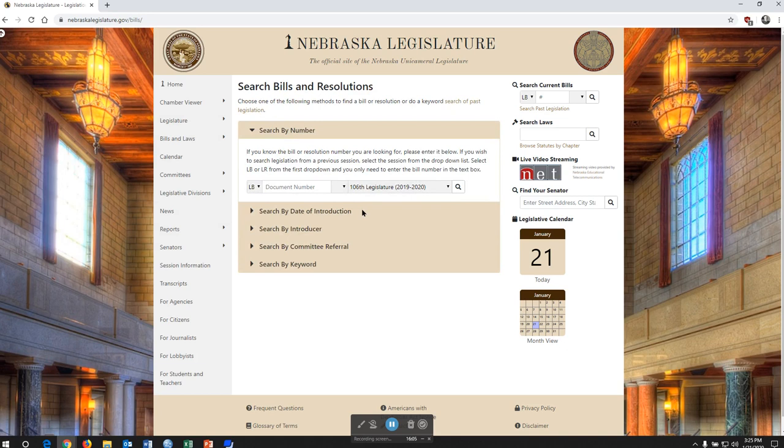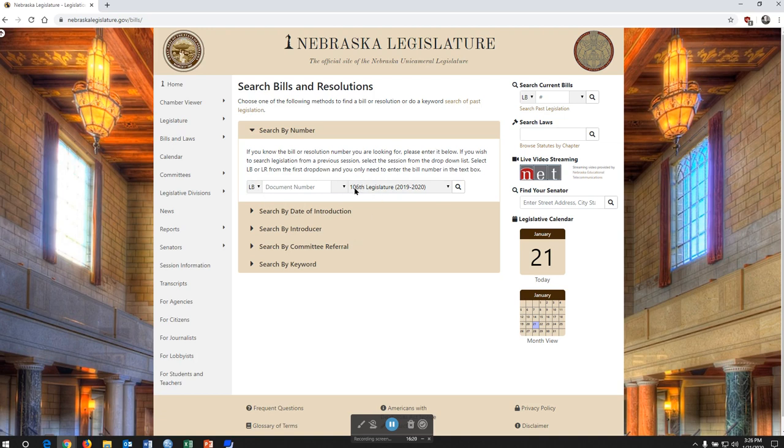Notice the little search engine here. We can search by date of introduction, search by introducer, search by committee referral, or search by keyword. So all those are your options. If you know the LB number, legislative bill number, you could actually put that in.